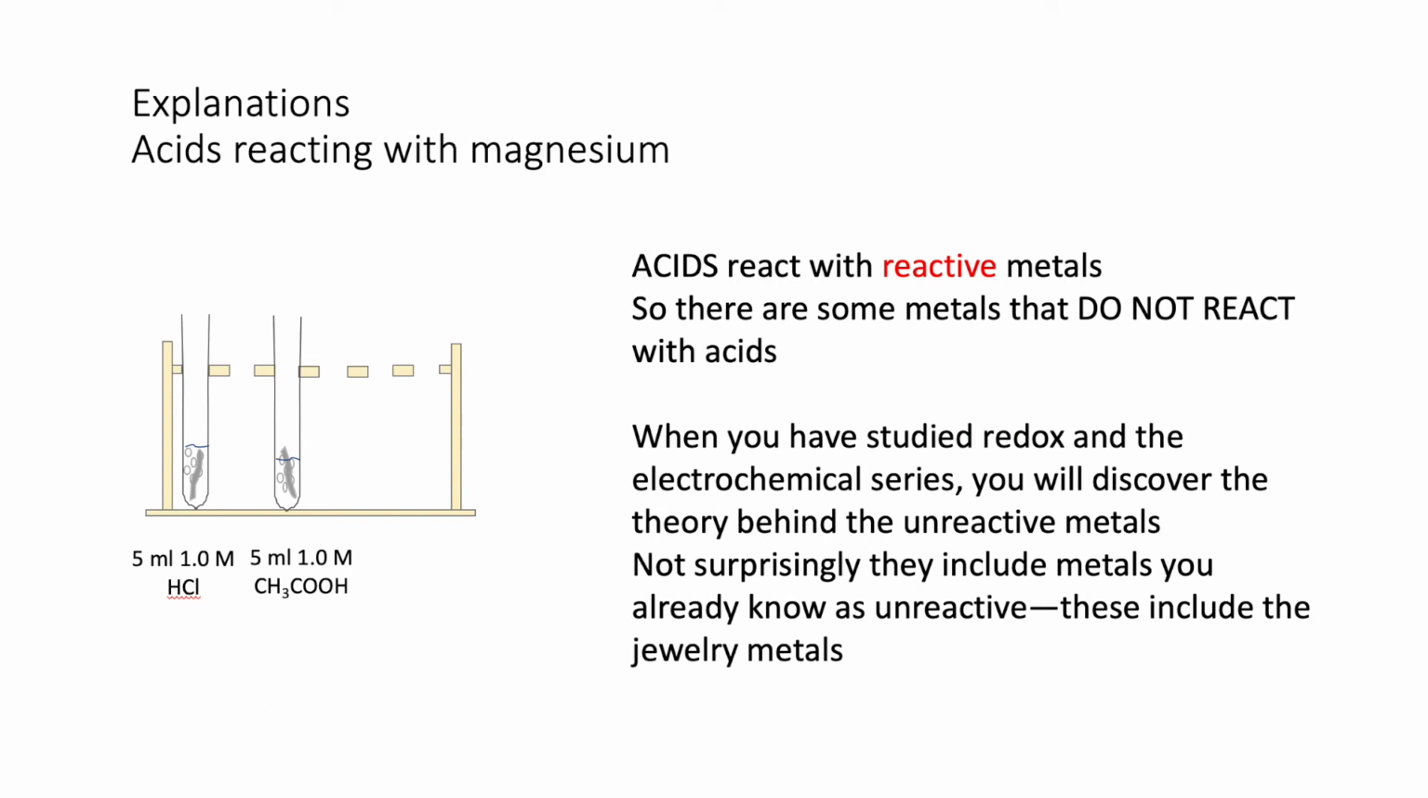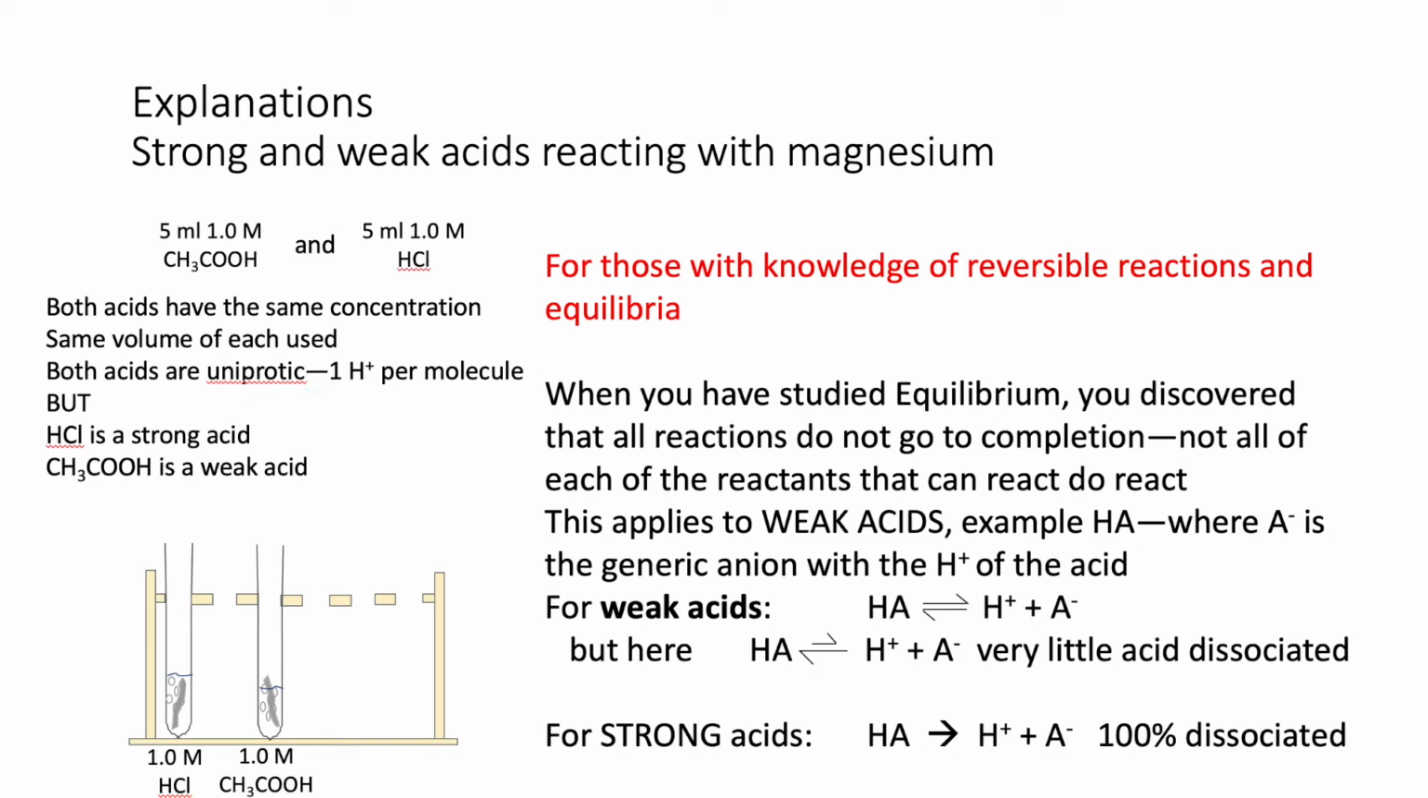So which metals do acids react with? If you've studied, or when you study the electrochemical series and redox, you'll study the theory behind which metals are unreactive. And not surprisingly, they include metals you already know as unreactive, the jewelry metals, because you aren't going to make jewelry out of something that you want to last a long while out of metals that are going to corrode or react.